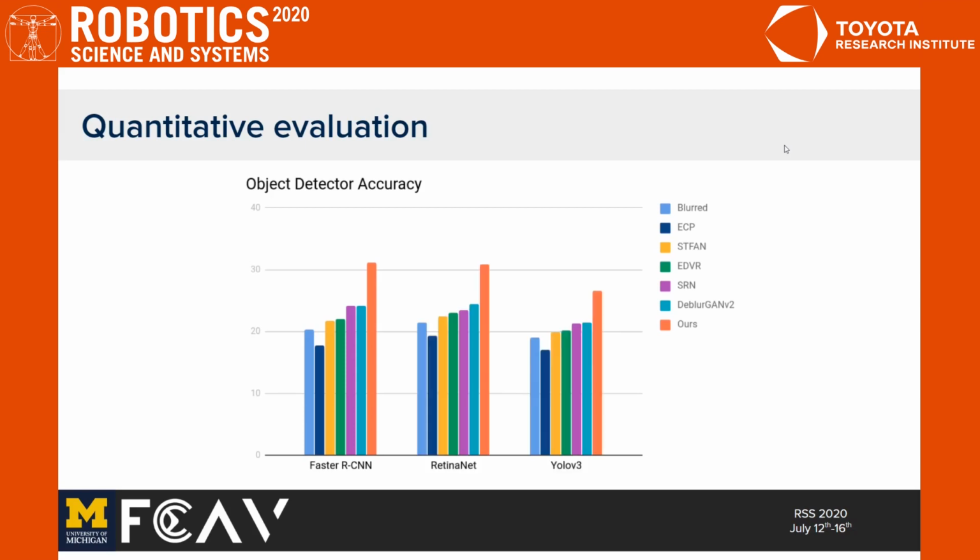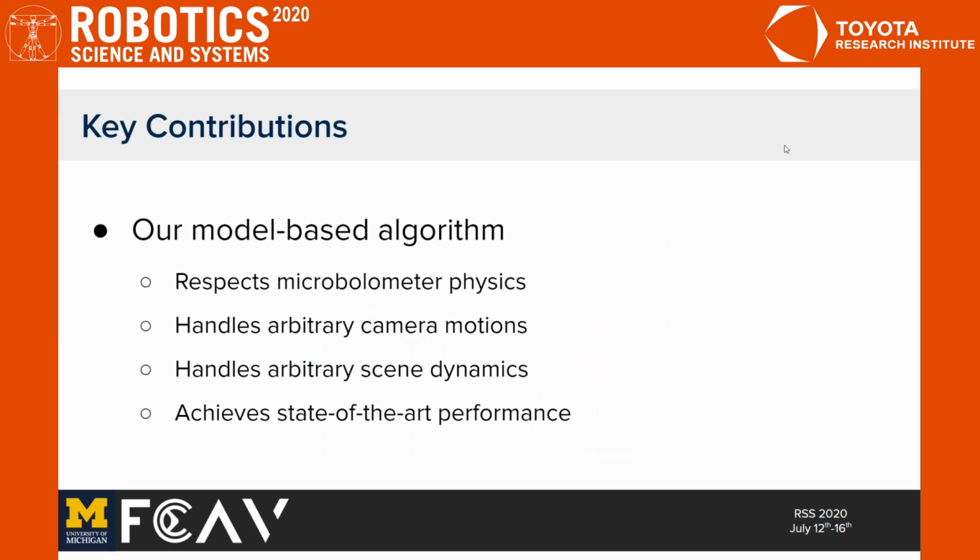Our approach significantly outperforms all learning-based single and multi-image deblurring algorithms consistently for several detectors. In summary, our key contributions are: we formulated a motion deblurring algorithm that respects the microbolometer physics. Our pixel-wise formulation is capable of handling arbitrary camera motions and scene dynamics. And our model-based algorithm significantly outperformed state-of-the-art deblurring algorithms.